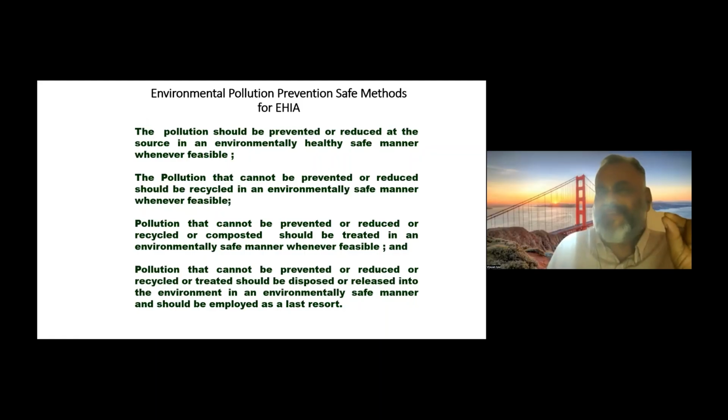And why am I relating environmental pollution prevention safe methods to environmental health impact assessment? Because pollution should be prevented or reduced at the source in an environmental health safe manner. I mean, the various air pollution, water pollution, and land effects have considerable impacts on the plant environment. And as far as possible, there should be eco-friendly methods, plant materials and microbiological methods.